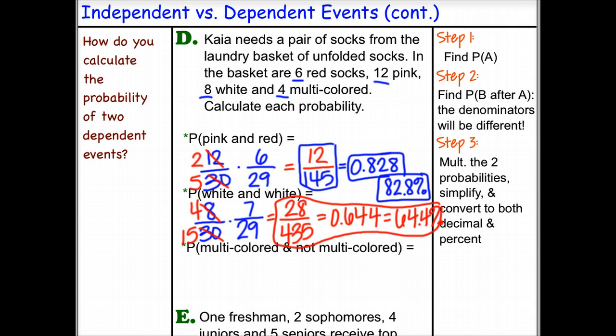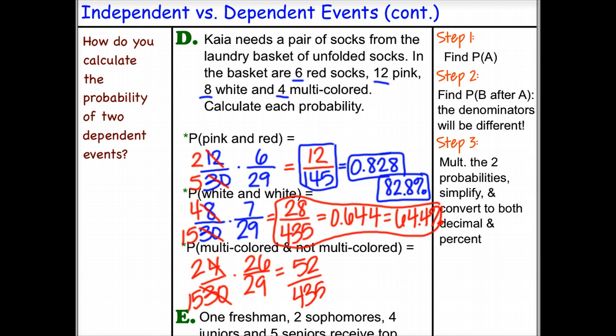Now multicolored and then not multicolored. So first, multicolored is a 4 out of 30 chance. Now we're down to 29 socks. If we assume we've taken out a multicolored, that doesn't factor into the rest. We still have 26 socks that are not multicolored left. 4/30ths, those are both divisible by 2. That gives me 2/15. 2 times 26 is 52. 15 times 29, which we just had, is 435.